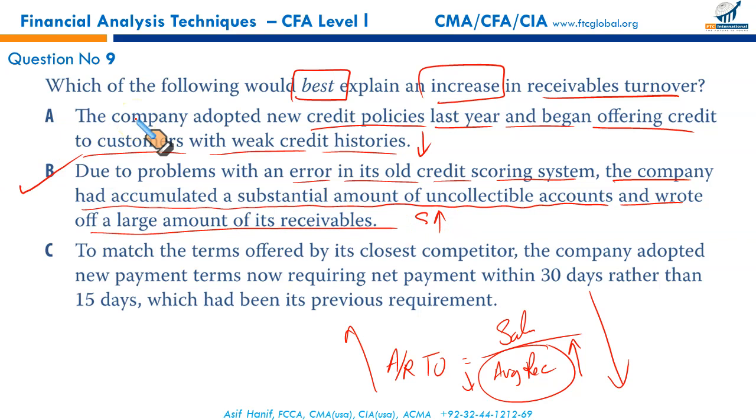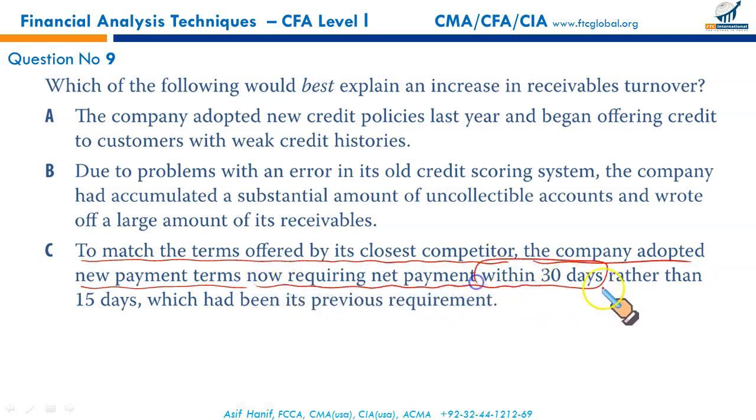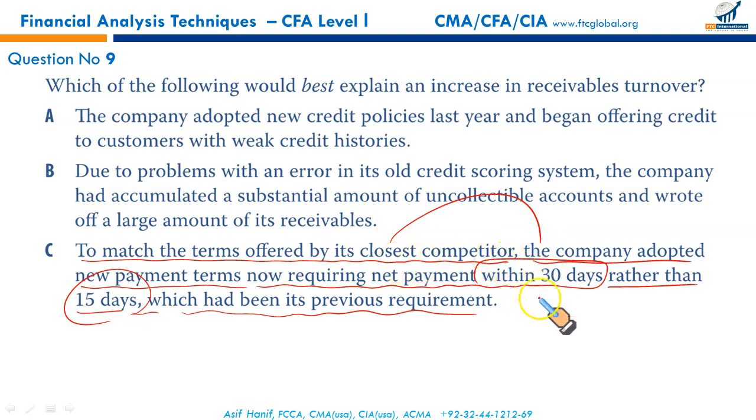Let us read C. Don't just jump to the next question unless you convince yourself that C is wrong as well. B appears to be correct. Let us see. C. To match the terms offered by its closest competitor, the company adopted new payment terms, now requiring net payments within 30 days rather than the regular 15 days, which had been its previous requirement. Previously, our customers paid us within 15 days as per our previous credit terms. Now, keeping in mind what is happening in the industry, our closest competitor, we have extended our credit period to 30 days.